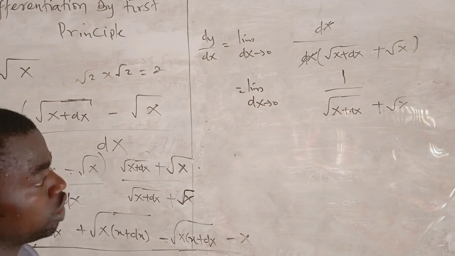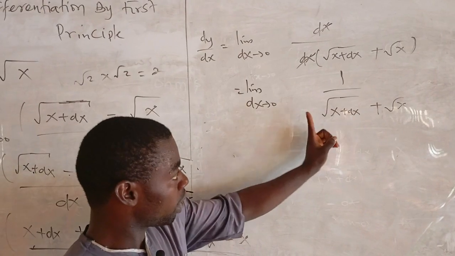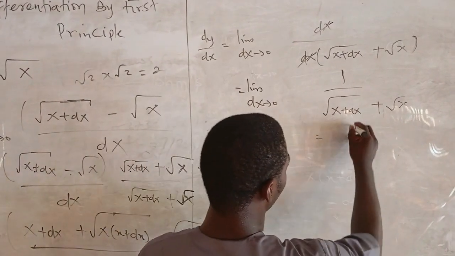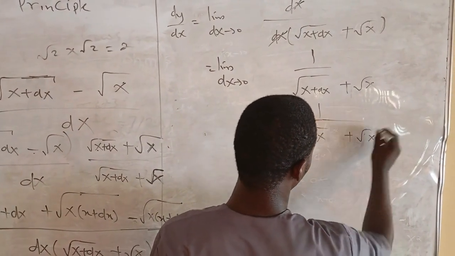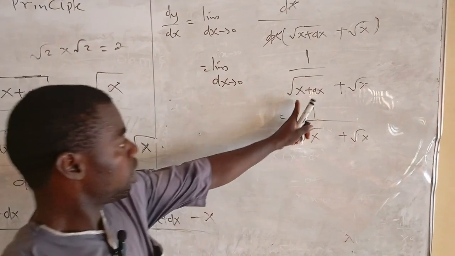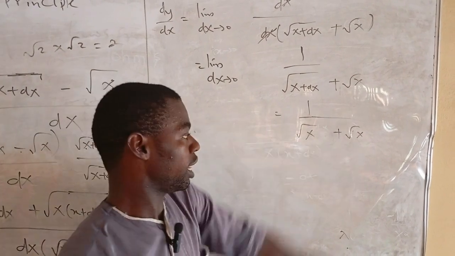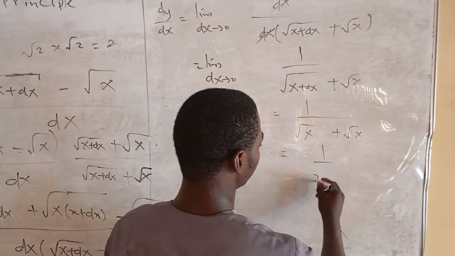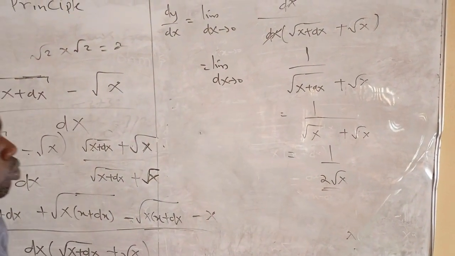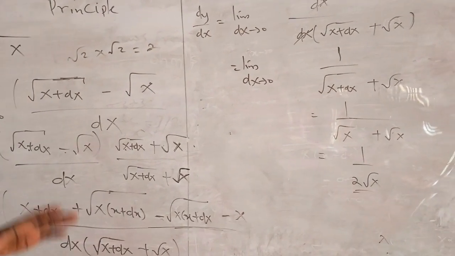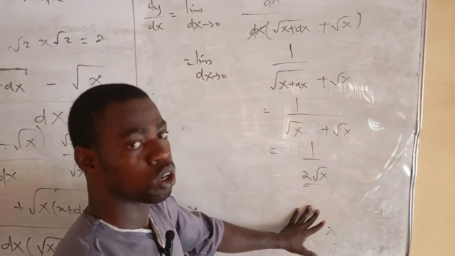What can you think of this at this point? Remember, the limit as dx is approaching 0, so this becomes 0, so we are left with 1 all over root x plus root x. Yes, because x plus 0 is x, so we are left with root x here plus root x, and this is finally 1 all over 2 root x, and that's the final answer to our question. So by first principle, when we are differentiating y equals square root of x, our answer is 1 over 2 square root of x.